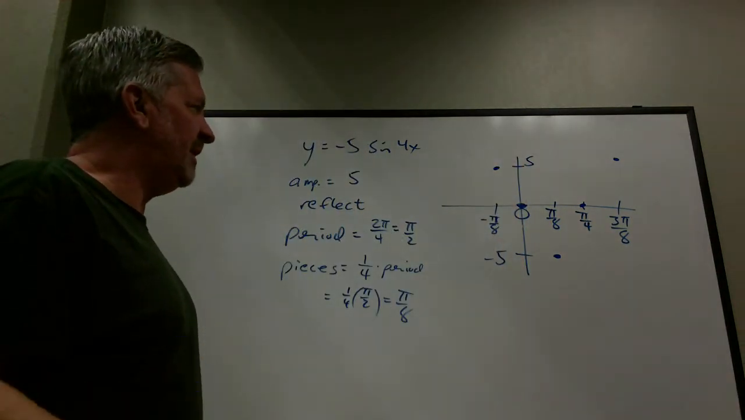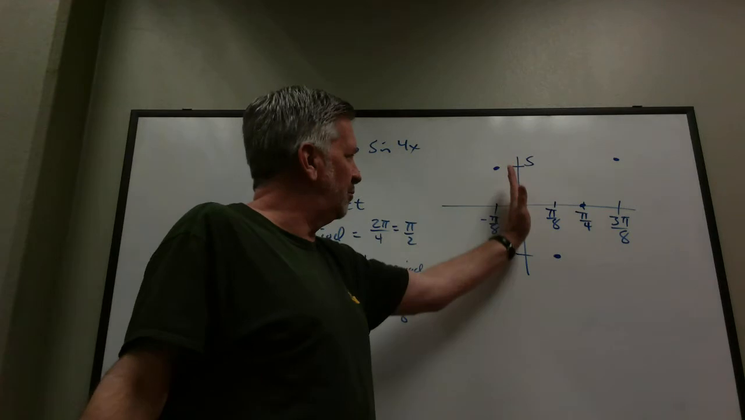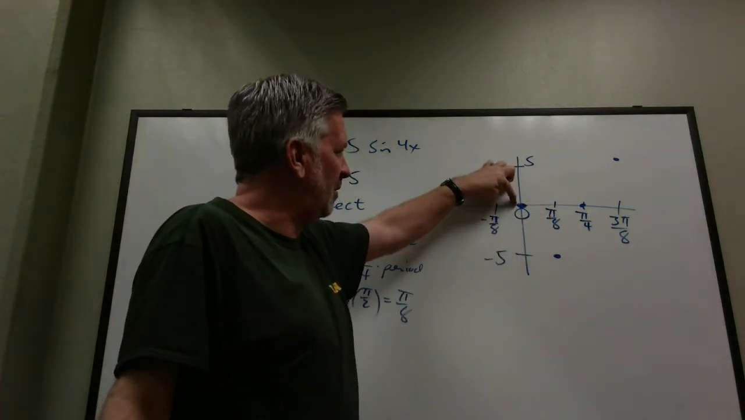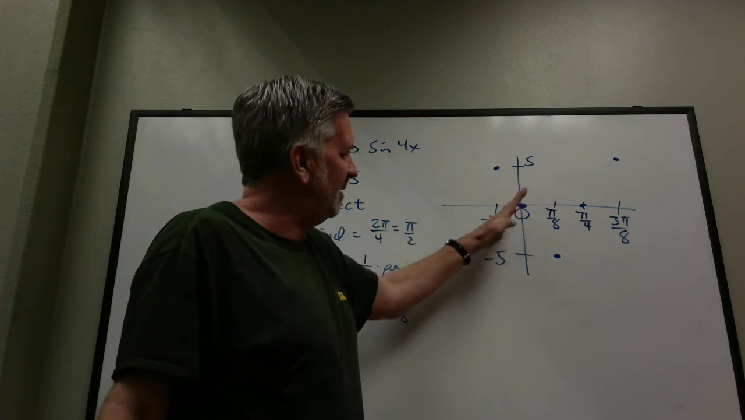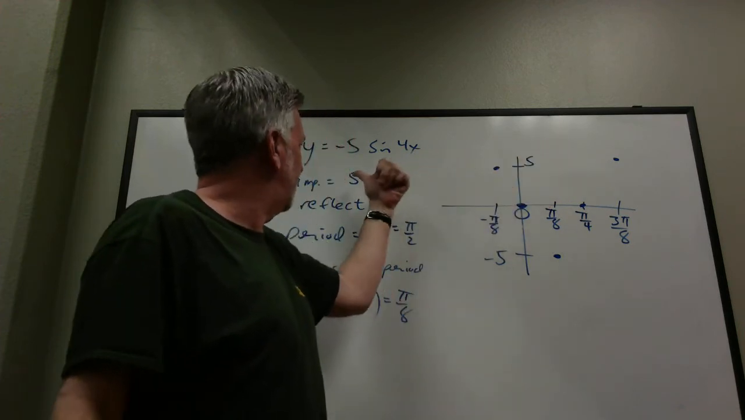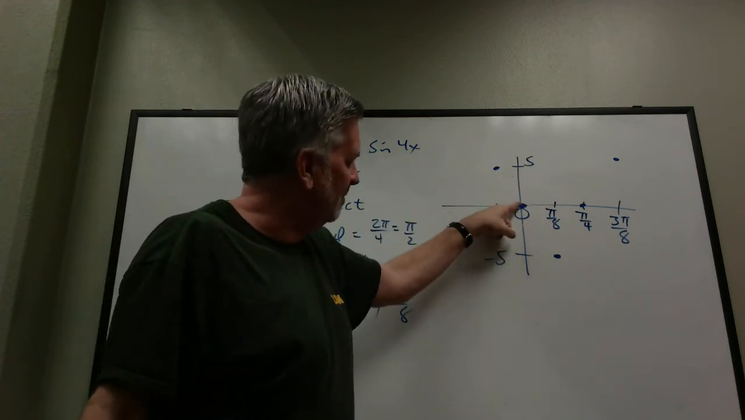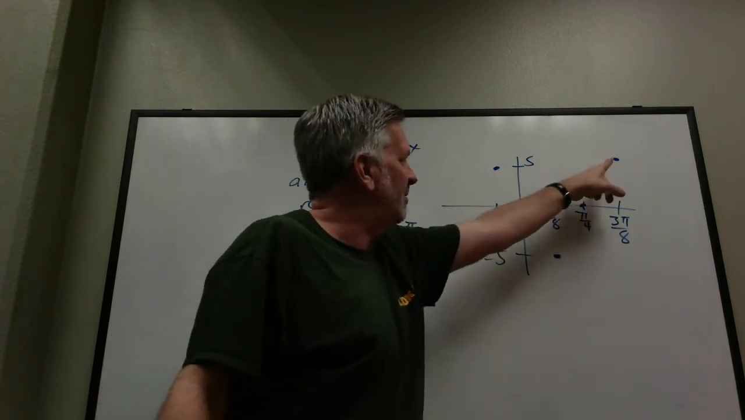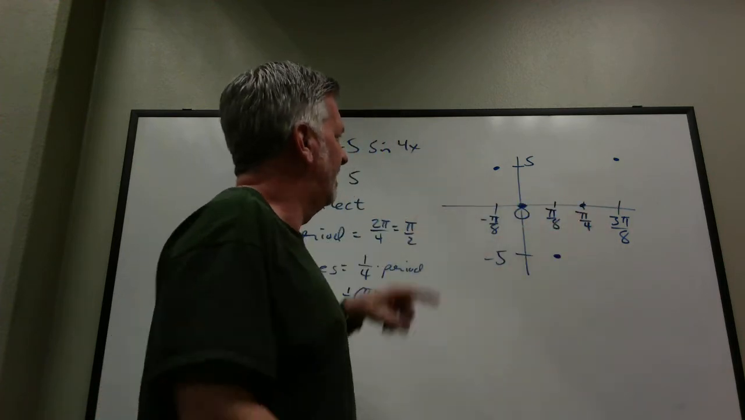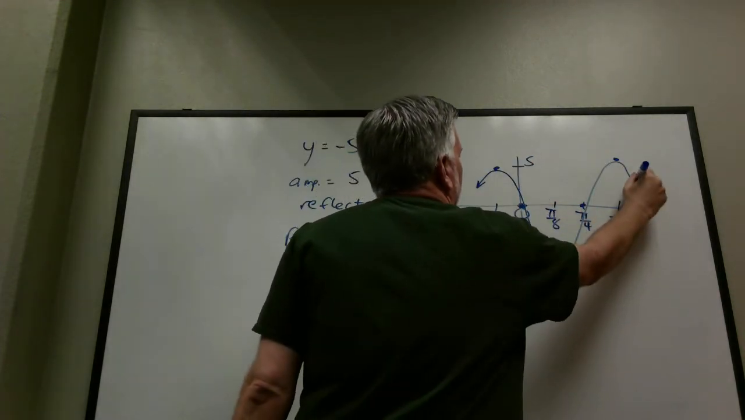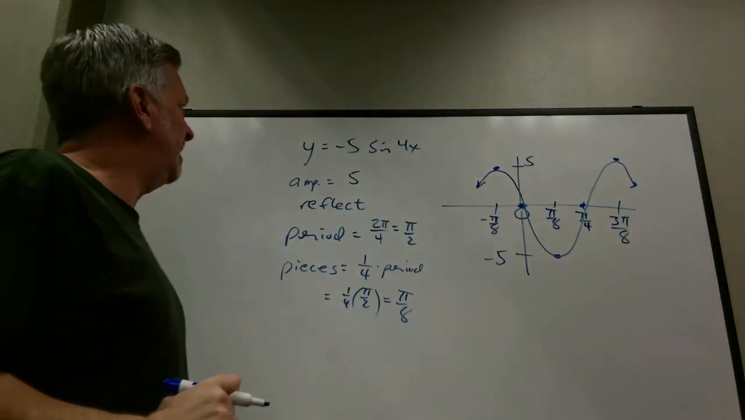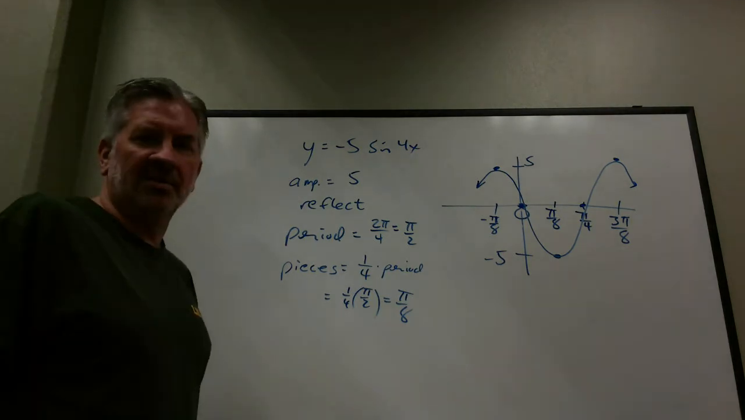Okay, so let me explain that last part again. Ask yourself, what does the original sine graph do on the y-axis? It crosses at 0, 0. But the original sine graph, when you head to the right, the graph goes up. But since we reflected, this is going to go down. So that's middle, low, middle, high. So then high, middle, low, middle, high. And now you can sketch your graph. Okay, so that's the graph of negative 5 sine 4x.